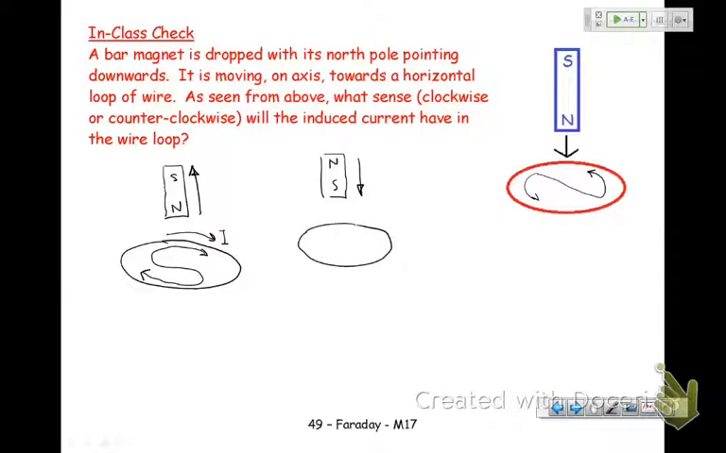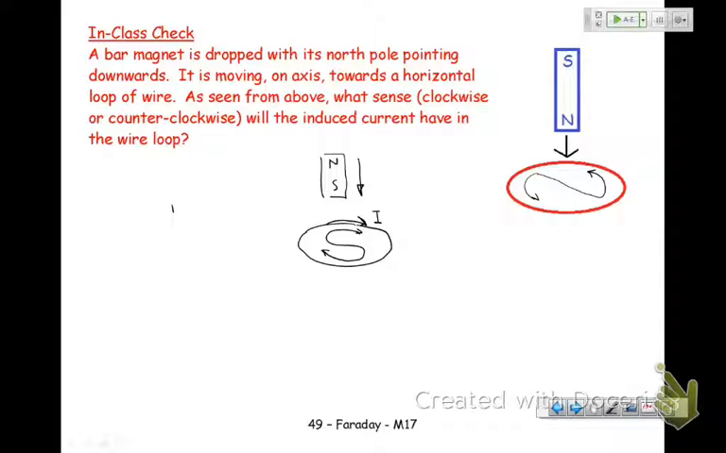South pole approaches. The coil says, I don't want that south pole to approach. I'm going to create a south pole to keep you away. There's my direction of my current. Okay? Now, it gets a bit tricky sometimes, so I'm going to erase that guy. Let's stick with this second diagram.